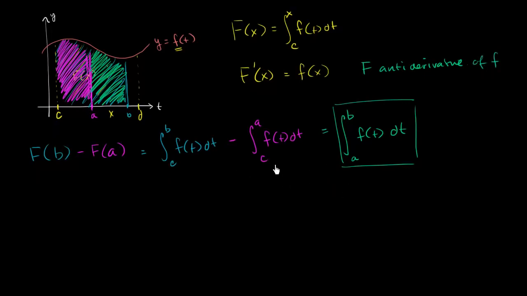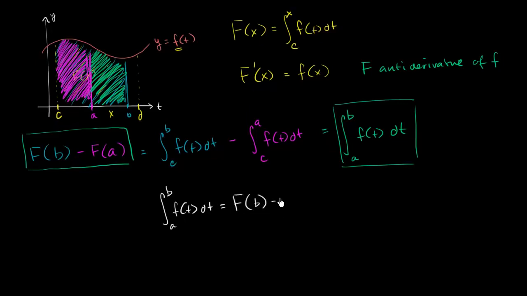So right over here, this tells you, if you have a definite integral like this, it's completely equivalent to an antiderivative of it evaluated at b, and from that you subtract it evaluated at a. So normally it looks like this. I just switched the order. The definite integral from a to b of f of t dt is equal to an antiderivative of f, capital F evaluated at b, minus the antiderivative evaluated at a.